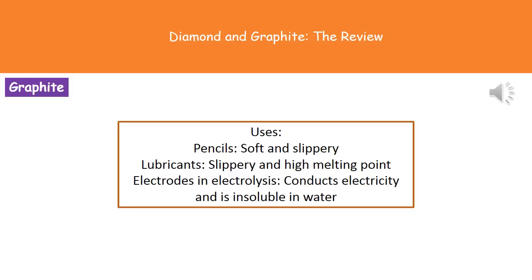The third use on there is something that we have mentioned going back to our C2 topic in our core science, which is to use it as electrodes in the process of electrolysis. Now the reason that we can do this is it's insoluble in water, so it's not going to dissolve in those liquid solutions, and it will also conduct electricity, which is obviously very important when we're thinking about using it as an electrode in electrolysis.